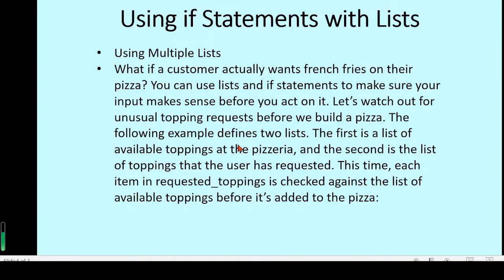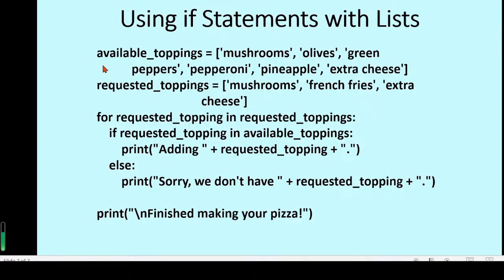The following example defines two lists. The first is a list of available toppings at the pizzeria, and the second is the list of toppings that the user has requested. And this time, each item in requested toppings is checked against the list of available toppings before it's added to the pizza. So the code will look like this.